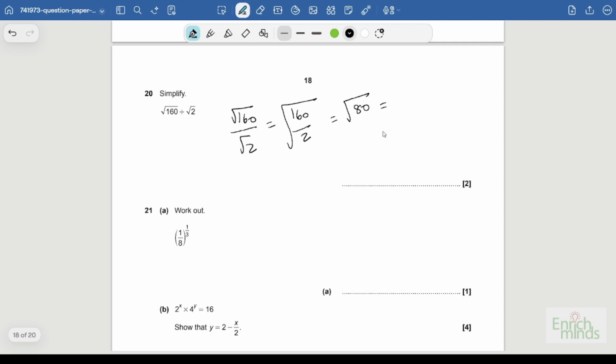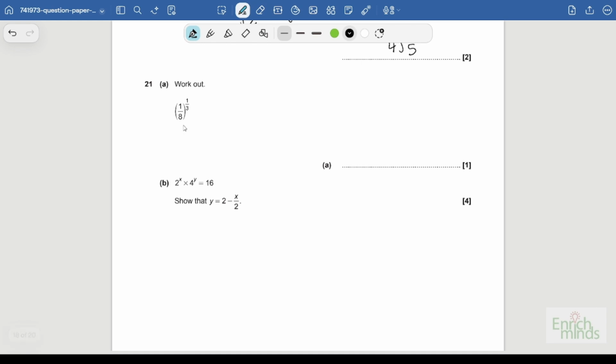Now we can find it's not a square number. So you can split it in terms of a square number and a non-square number. 80 can be written as 16 times 5. 16 5s is 80. So 16 is a square number, the root is 4. And then we can have 4 root 5. So I have simplified this expression.